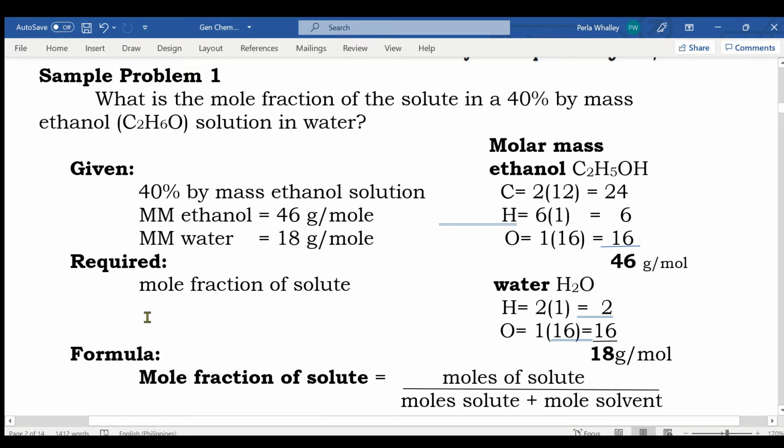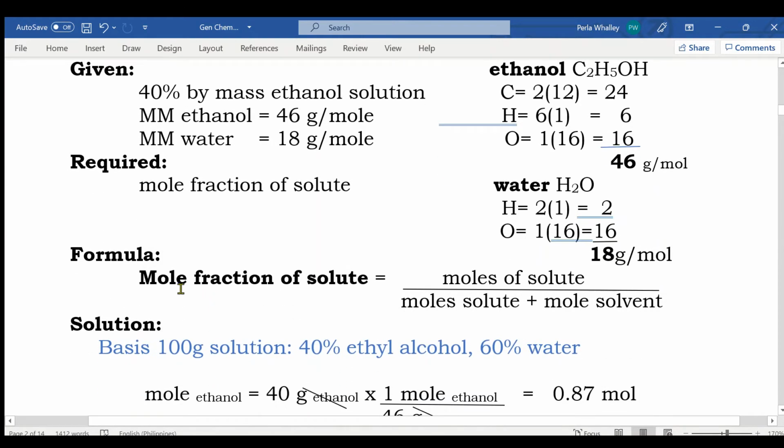Okay, required: mole fraction of solute. Here, what is the mole fraction of the solute? Formula: mole fraction of solute is equal to moles of solute divided by moles of solute plus moles of solvent. Whatever is being required or asked here should be in the numerator. Solute. Okay. Solution.